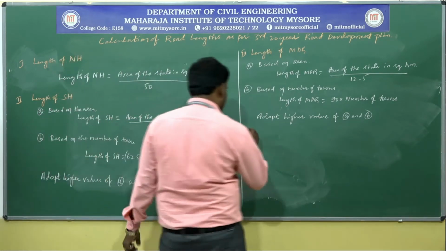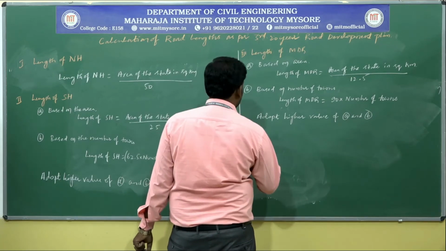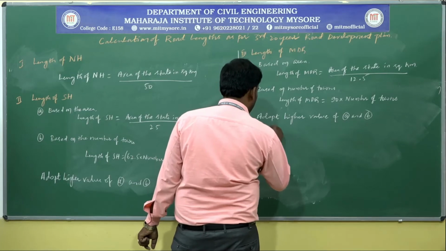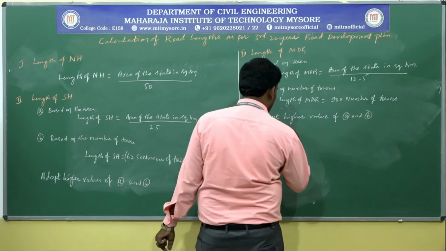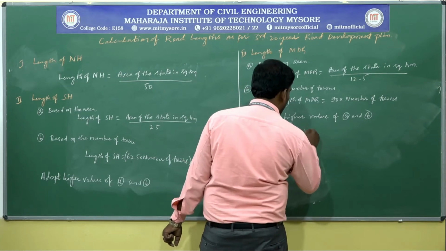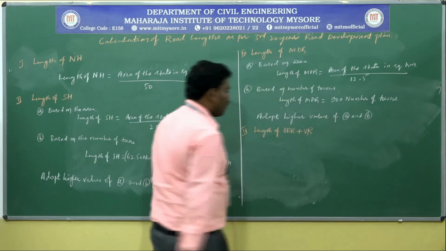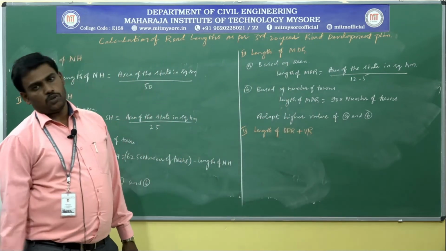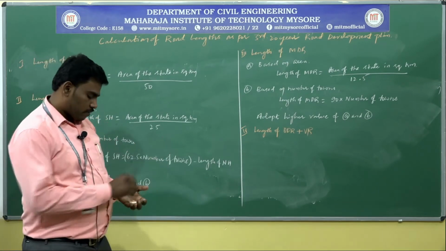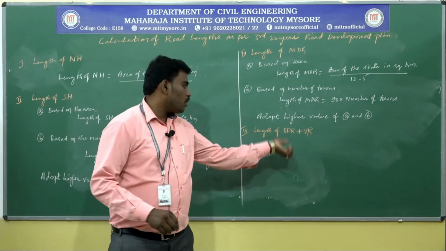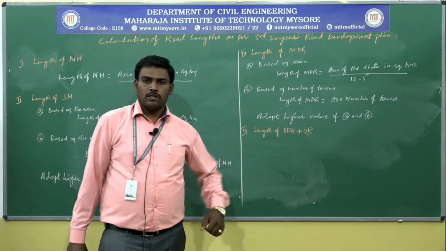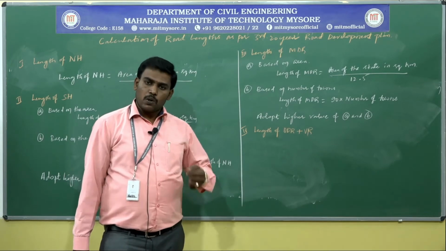Next, the fourth step is the length of ODR plus VR, other district roads plus village roads. For calculating ODR plus VR, you should know the overall density of the road length.